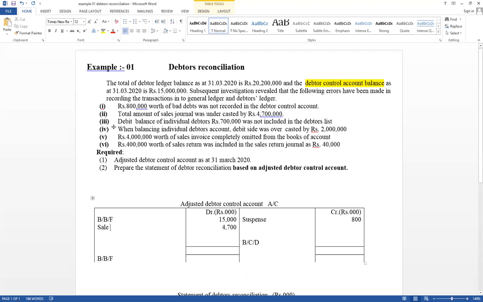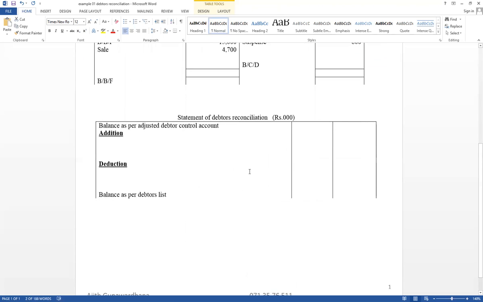But the next one, the third one: a debit balance of an individual debtor. Individual debtors are available in the debtors ledger. Rupees 700,000 was not included in the debtor list. Think: an individual debtor's account balance should be included in the debtor list. But 700,000 worth of debtor balance was not included in the debtor list. Therefore, think about it: the debtor list balance decreases. It is relevant for reconciliation.